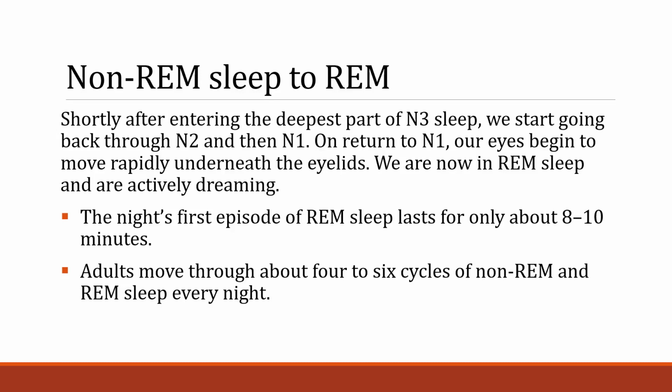So shortly after entering the deepest part of N3 sleep, we start going back through N2 and then N1, and then on return to N1, our eyes begin to move rapidly and we are now in REM sleep. Okay, and we are actively dreaming. The night's first episode of REM sleep lasts for only about 8 to 10 minutes, and adults move through about 4 to 6 cycles of non-REM and REM sleep every night.